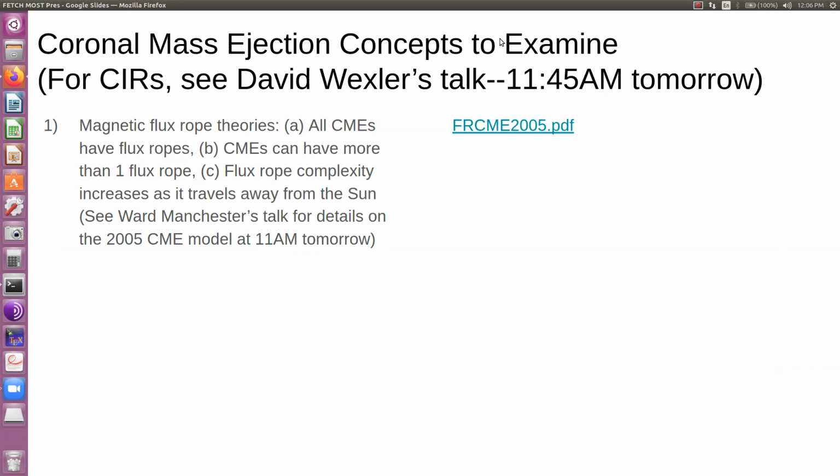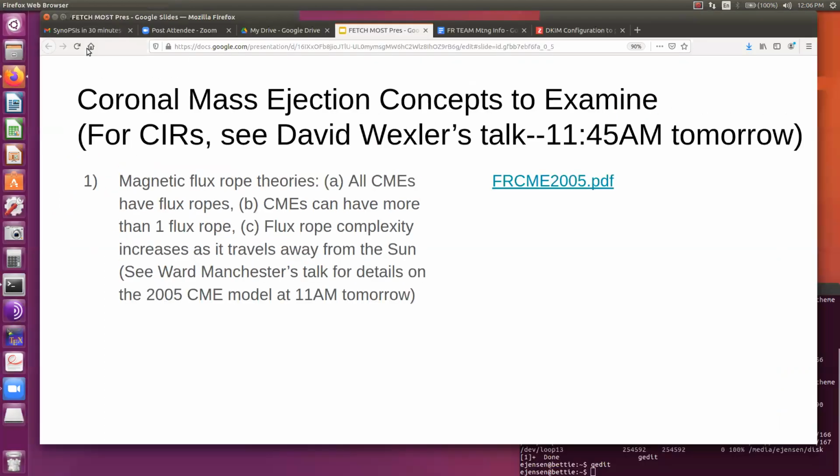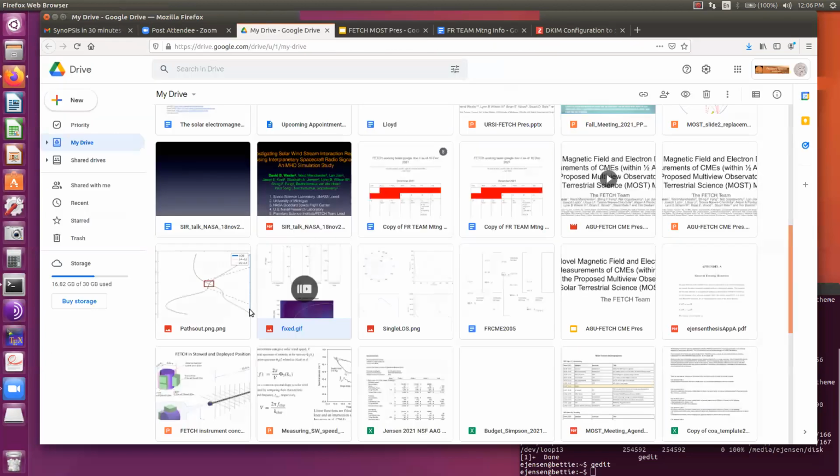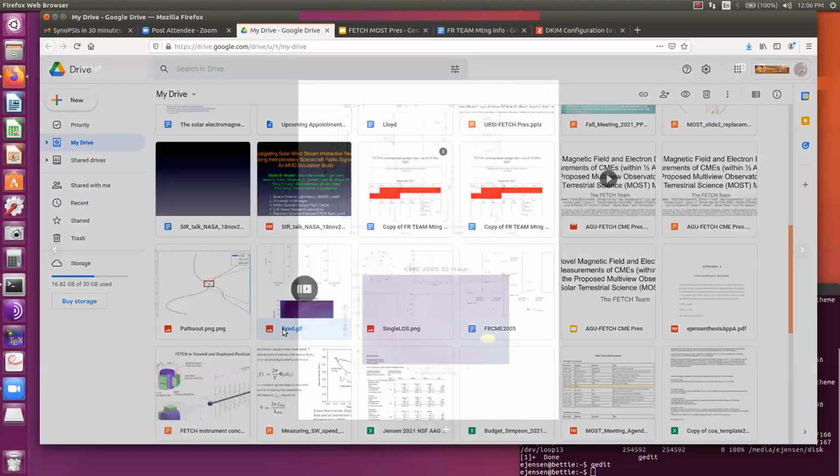All right, so let me show you kind of what we would see relative to this instrument and what kind of data it would produce.